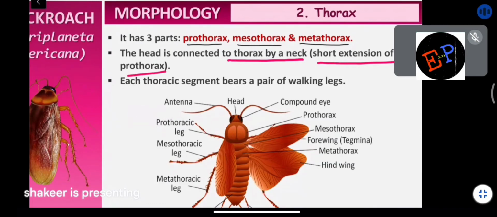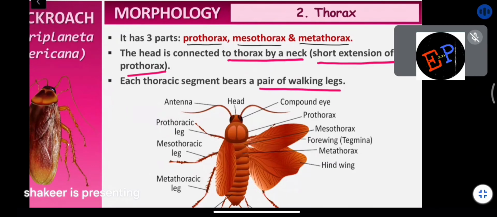So each thoracic segment bears a pair of walking legs. So what is the meaning of this? How many thorax segments are present totally? 3. And each thorax segment has a pair of legs. Pair means how many? 2. So 3 twos are 6. So totally cockroaches have how many legs? They have 6 legs. Are you able to understand? So to the prothorax, 2 legs are attached. To the mesothorax, 2 legs are attached. And to the metathorax also, 2 legs are attached. So totally it will have 6 legs.